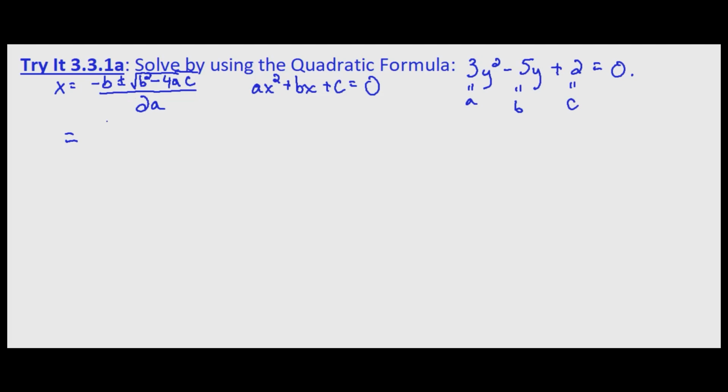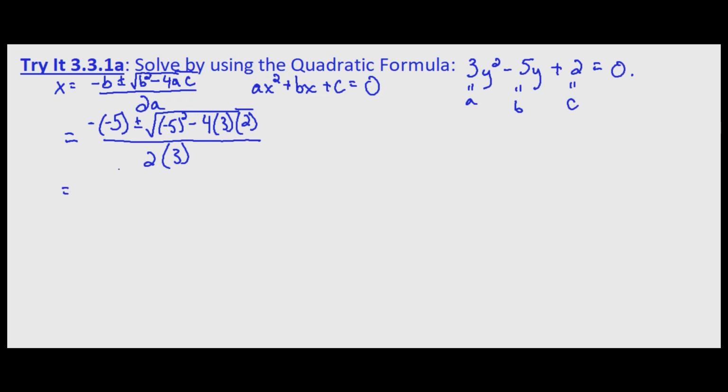So negative b is negative 5, so negative 5. And this is why I suggest always wrapping substitutions in parentheses, so we don't lose a negative or some other value. Plus or minus the square root of negative 5 squared minus 4 times a, which is 3, times c, which is 2. And that's all going to be over 2 times a, which is 2 times 3.